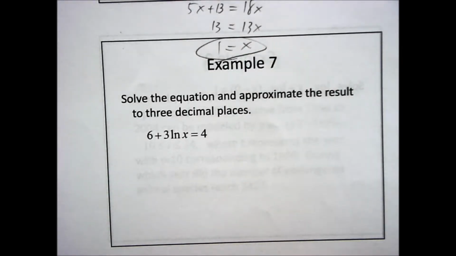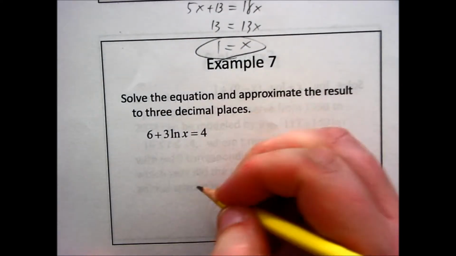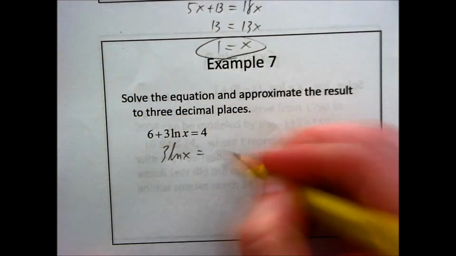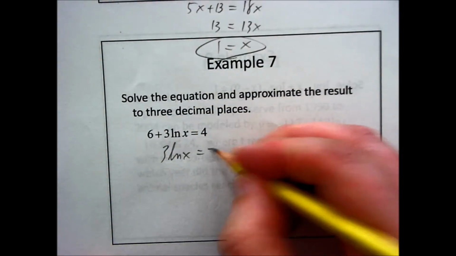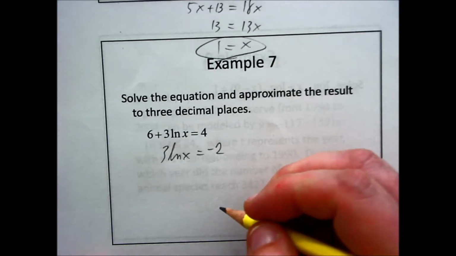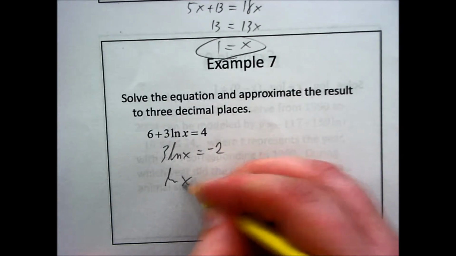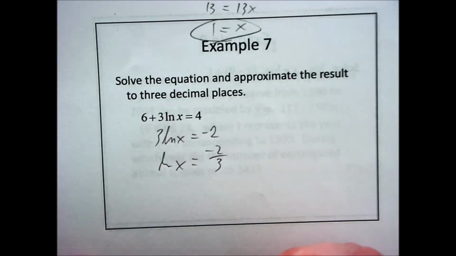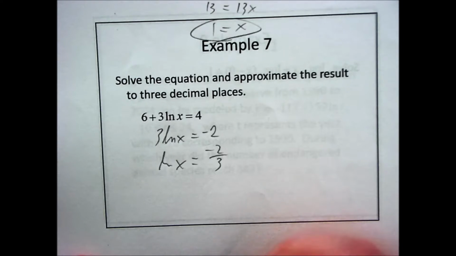Example 7 here looks at something a little more complex, but it still breaks down to the same thing. You're still trying to solve for x. So what would I do first? Move the x over. Or 6. Move the 6 over. So 3 ln of x is equal to? Negative 2. Then? Divide by 3. ln of x is negative 2/3. Then? E to the negative 2/3 equals x.